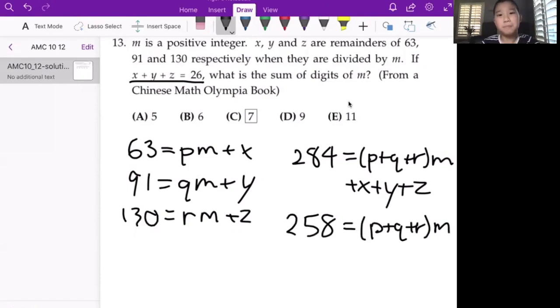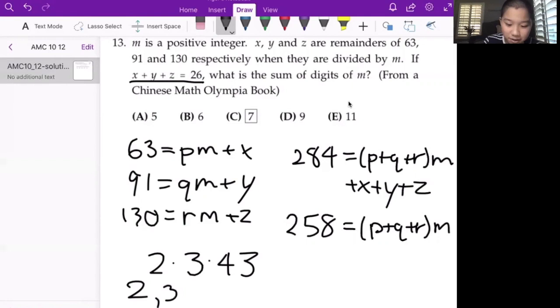So that means m has to be a factor of 258. So 258 is 2 times 3 times 43. So m can be 2, but that's not likely because that would make x, y, and z very small. Or 3, that's also not likely. Or 6, that's still impossible. x, y, and z have to be less than or equal to 5, so the biggest you can get is 15.